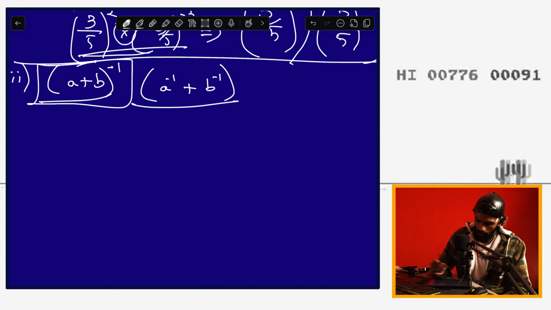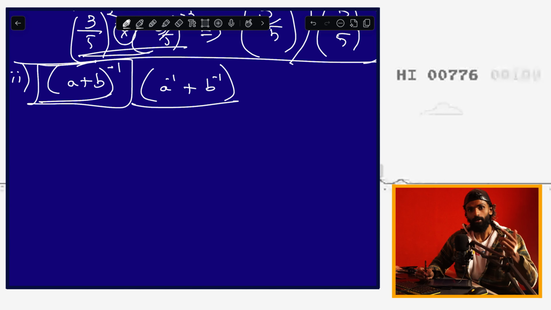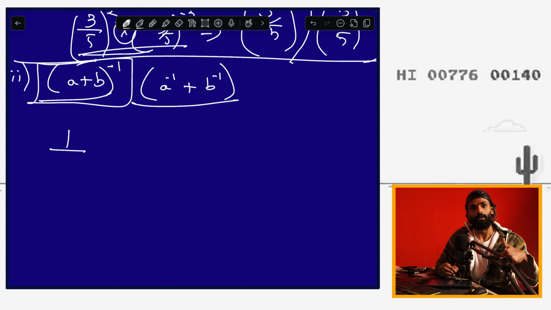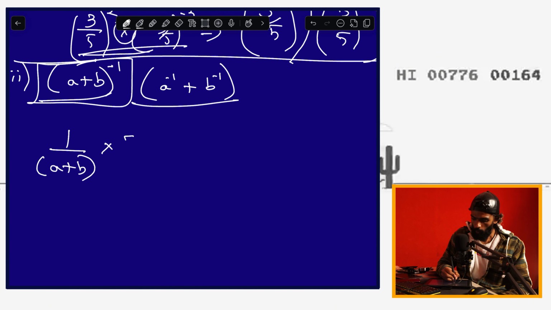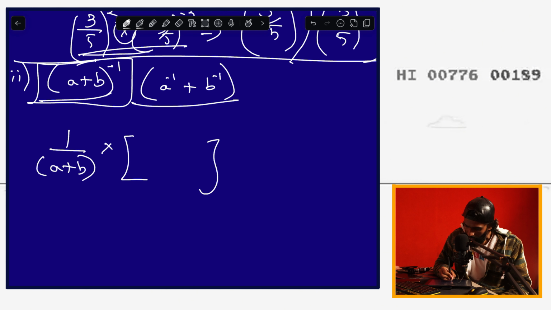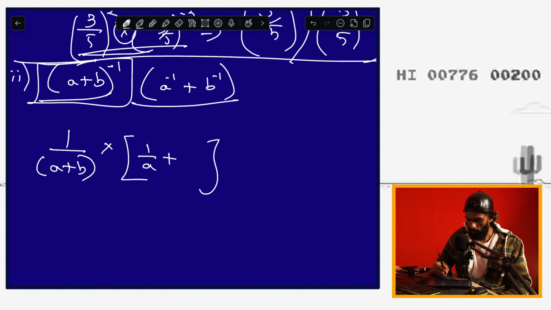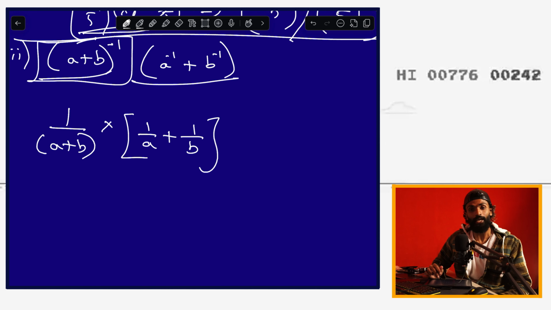The minus 1 here is on the first complete bracket, which means I do not want the sign to be negative. Therefore, I flip the base. Common sense. So it becomes 1 by the complete bracket. The complete bracket was a plus b. Into was there as it is. I'll open another bracket. Now, if you see in the second bracket, inside there was a plus. Keep the plus as it is. A inverse becomes 1 by a. B inverse becomes 1 by b. So therefore, in the first part, I cannot simplify it further. Why? Because there's only one part.